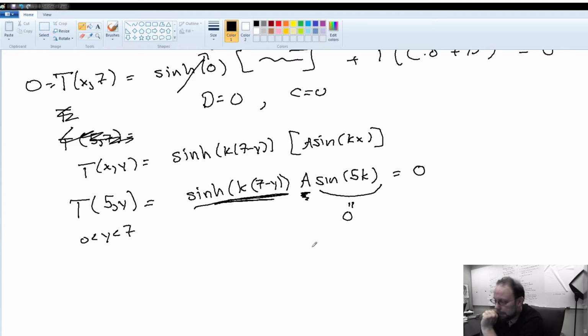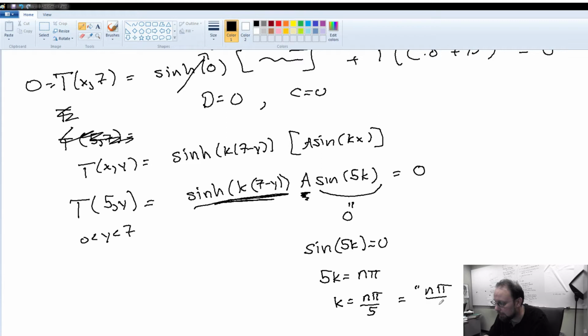So we set sine of 5K equal to 0. And we say that sine is 0 when its argument, namely 5K, is some multiple of pi. Sine of any multiple of pi is 0. Which gives us a formula for K. And if you've done this for homework and stuff, I'm sure this looks familiar. It's of that form, n pi over L, right?